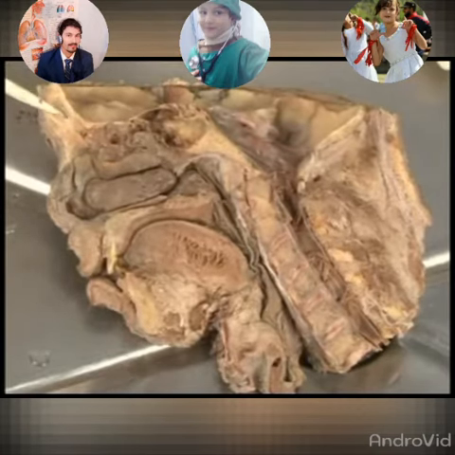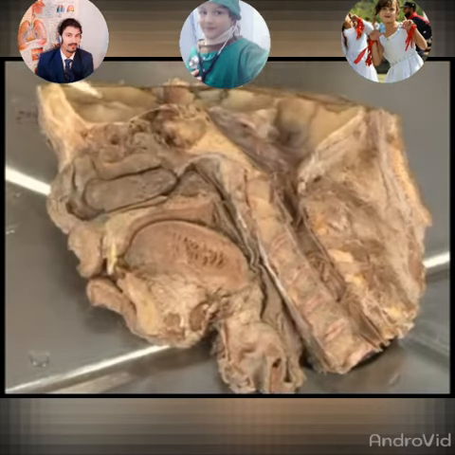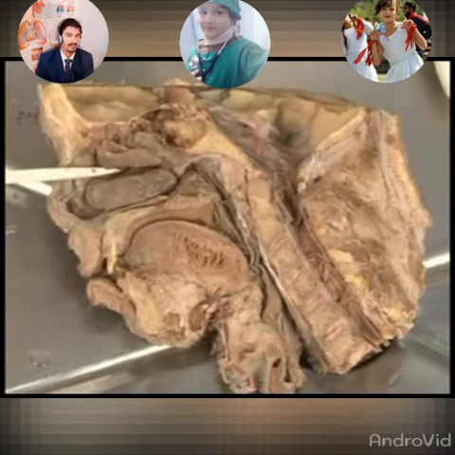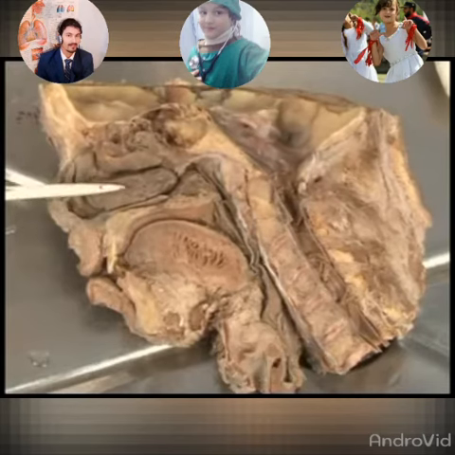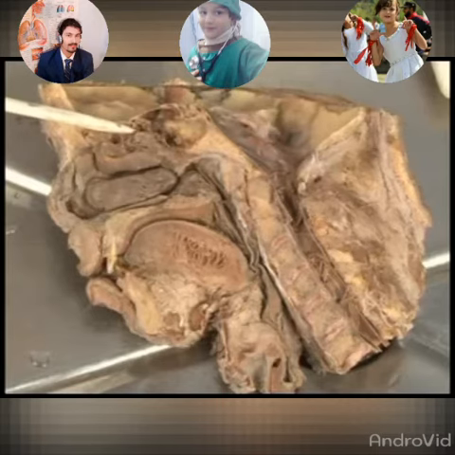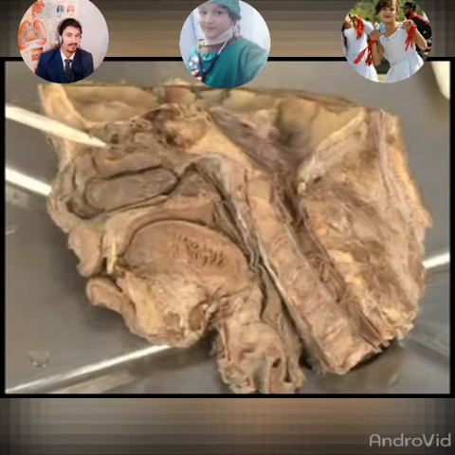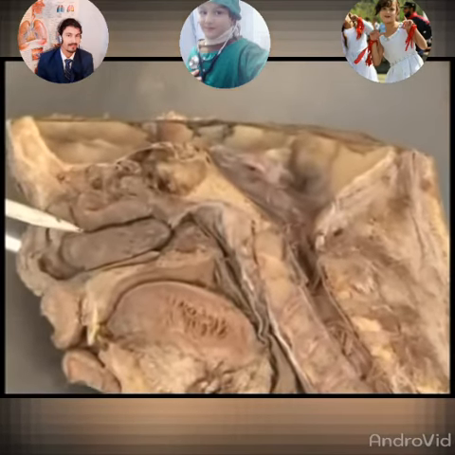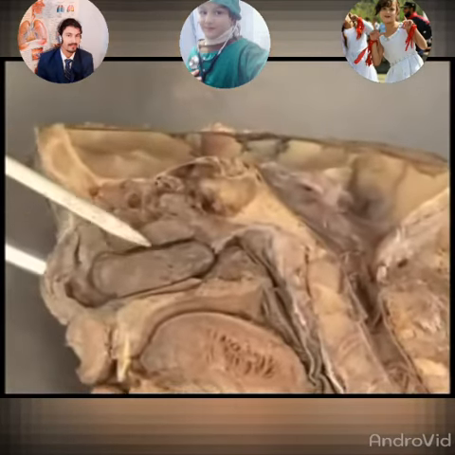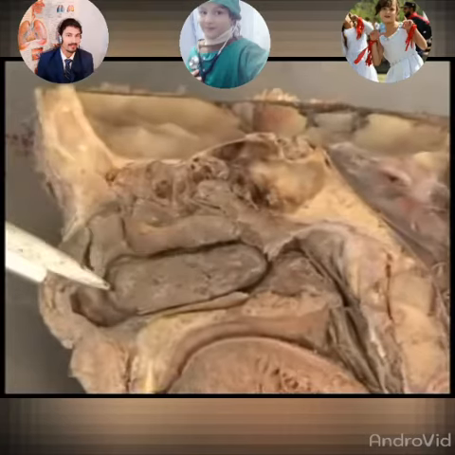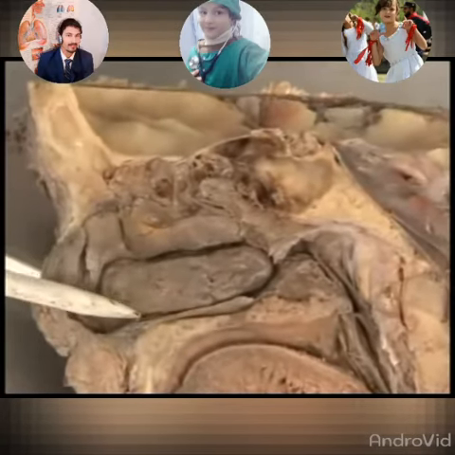The lateral wall of the nose comprises of a superior concha which has been removed, a middle concha, and a large inferior nasal concha. Above the superior concha is the sphenoethmoidal recess. Below the superior concha is the superior meatus of the nose. Below the middle concha is the middle meatus of the nose, and below the inferior concha is the inferior meatus of the nose.